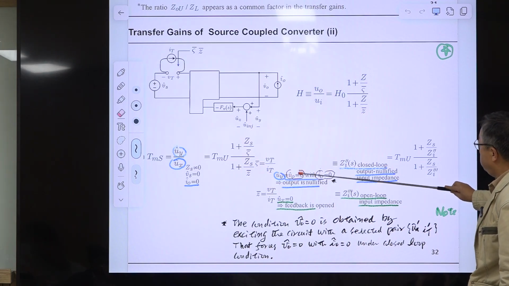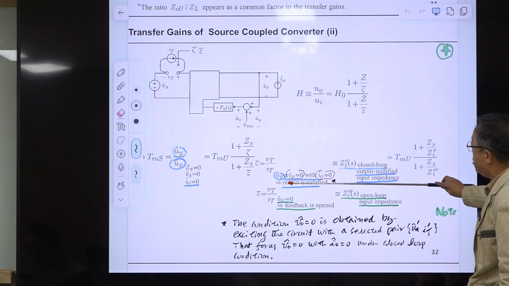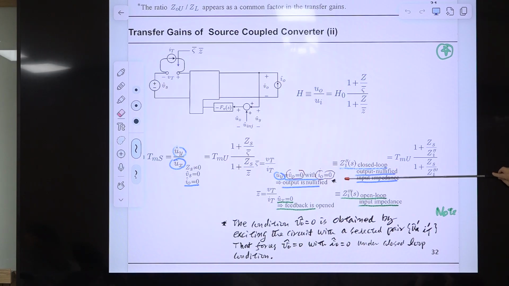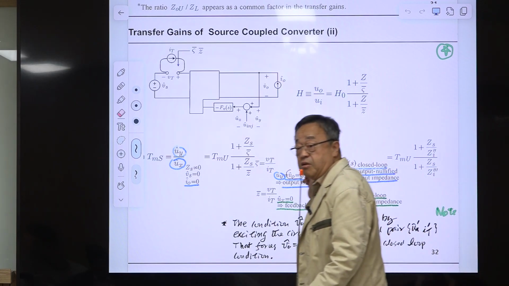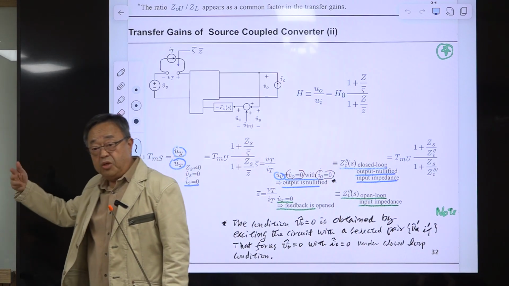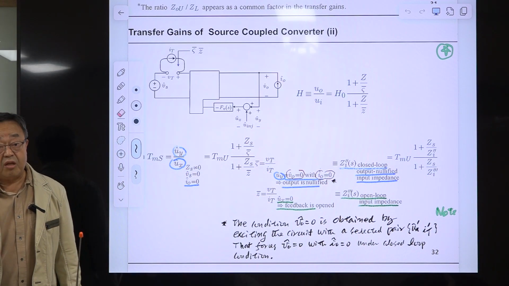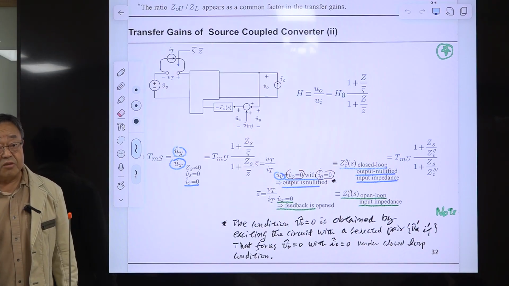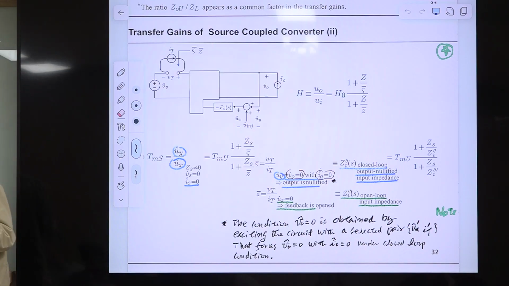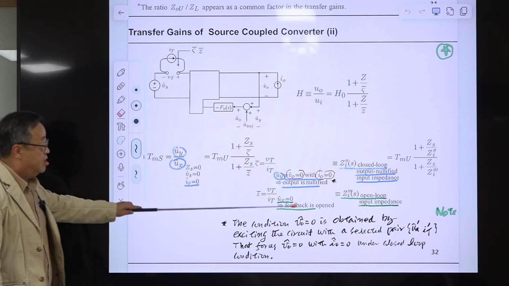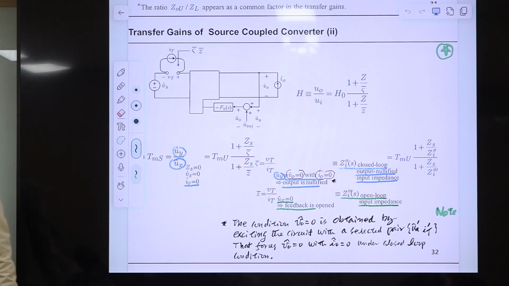This is the load impedance. No, this is the input impedance: the closed loop output nullified input impedance. We'll derive this once later, maybe in topic 16. Other than that, you don't have to derive this. Just understanding or using this relationship is enough.